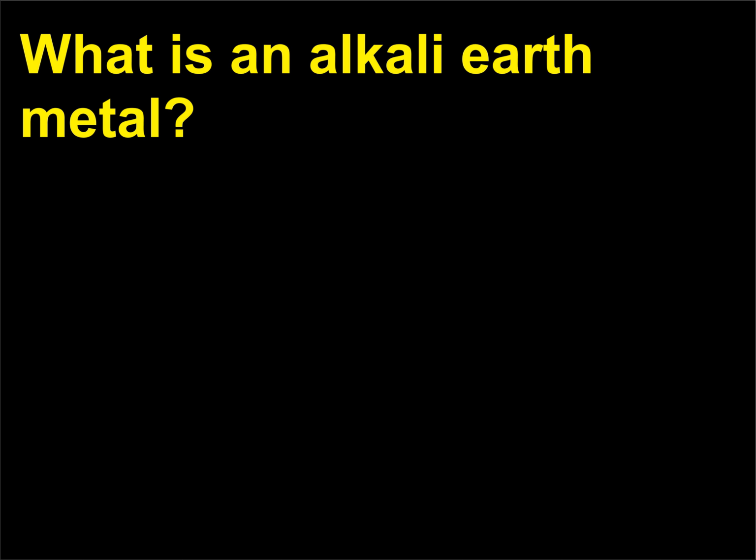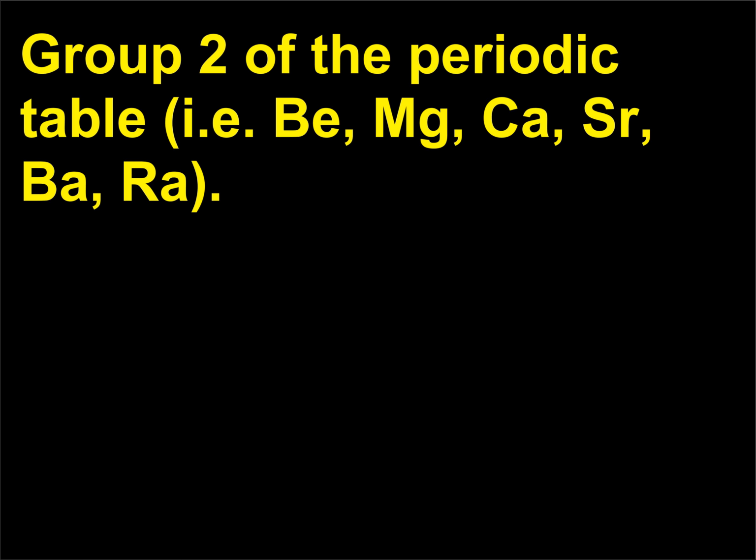What is an alkaline earth metal? Group 2 of the periodic table, i.e. Be, Mg, Ca, Sr, Ba, Ra.